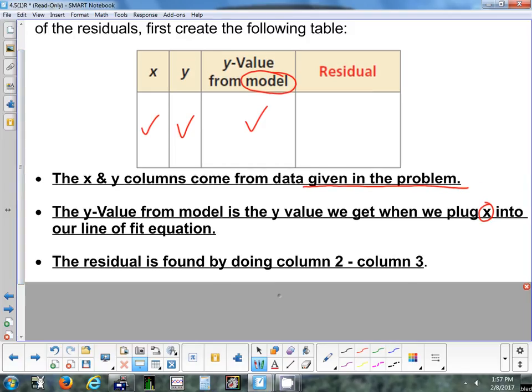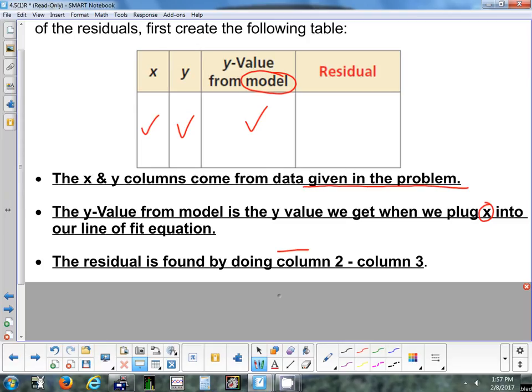Okay, the third column. Okay, how do you get the residual? Well, if you've got a picture like we had at the beginning, you could just look at the picture and count. But sometimes you might not have a picture. In this problem, you're not going to have a picture. Okay, so if they don't ask me to make the picture, why would I bother? It's going to take extra time.